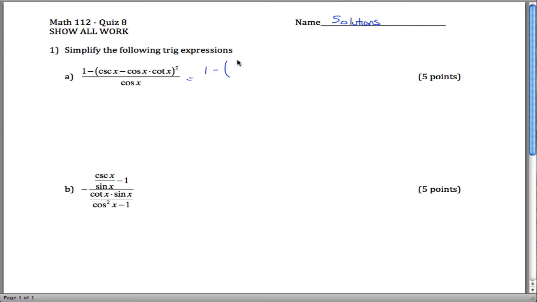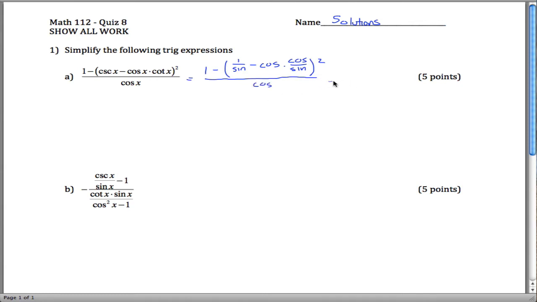So cosecant of x is the same as 1 over sine of x. I'll just write 1 over sine. Bad notation, but it'll be a little easier to write. Cosine, I can just say, is cosine. Cotangent is cosine over sine. And that whole thing is squared. And then I want to divide that whole thing by cosine.